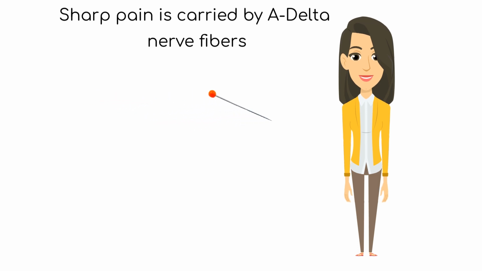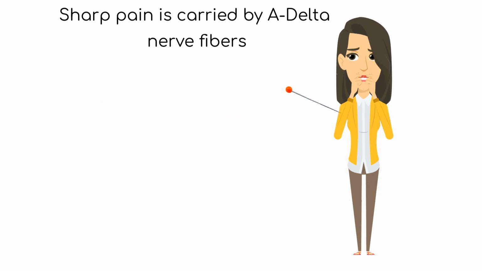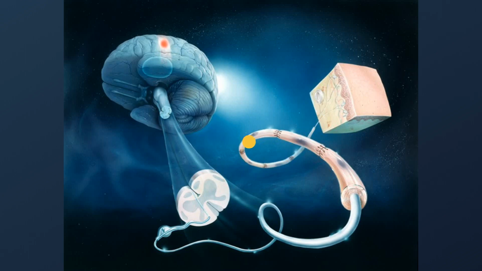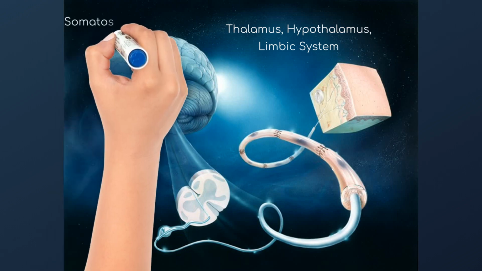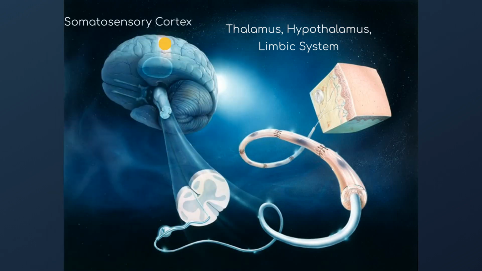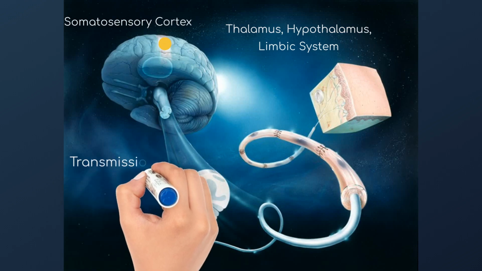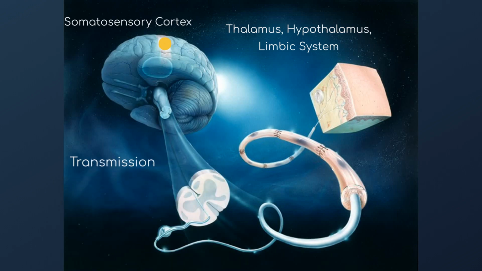Let's look at how pain is processed. Sharp acute pain is carried by A delta nerve fibers to the spinal cord. Neurons then synapse with other neurons in the spinal cord and travel to the thalamus, hypothalamus, and limbic system via the spinothalamic tracts. The thalamus then relays the impulses to the somatosensory cortex for processing. This part of pain processing is called transmission.